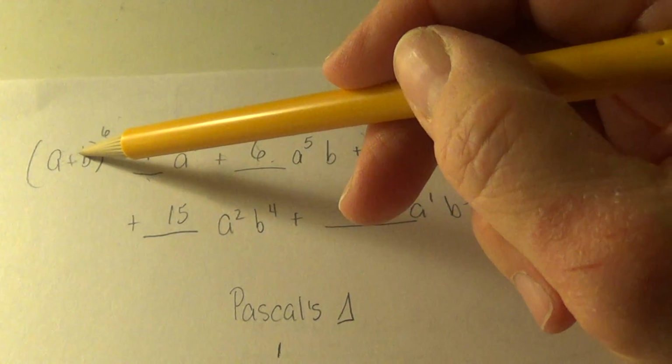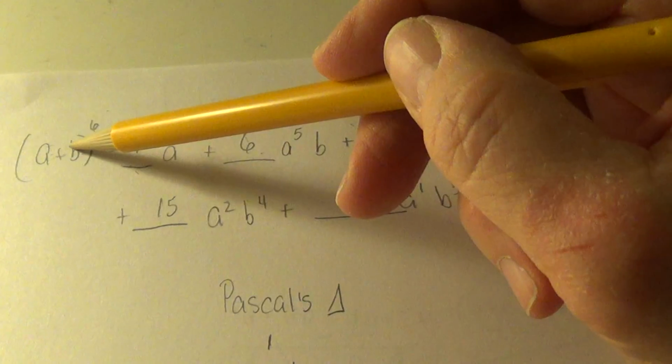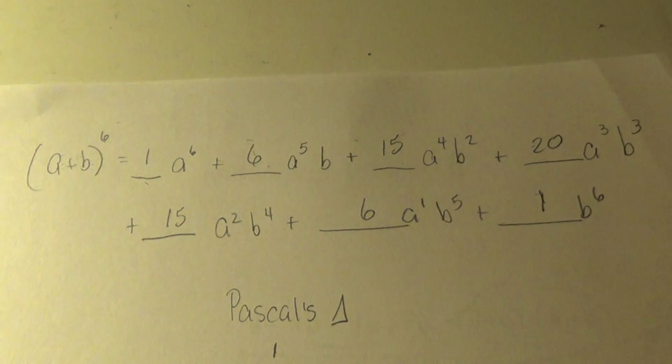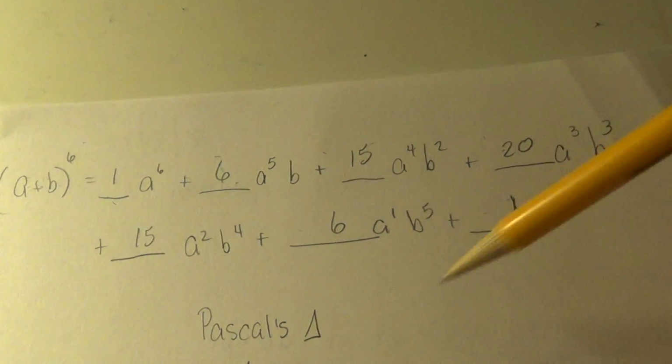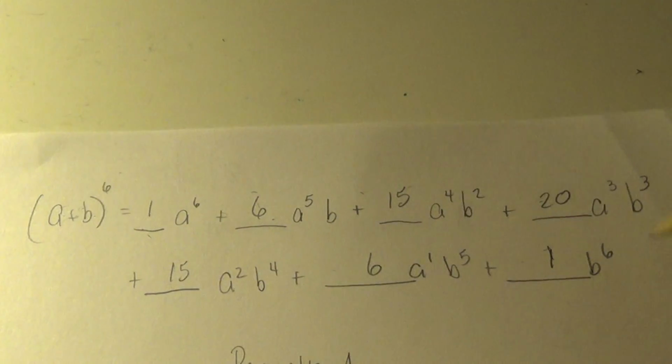So it's a plus b times a plus b times a plus b times a plus b times a plus b times a plus b. It's a lot of work, but when you notice the patterns, it becomes a rather quick task.